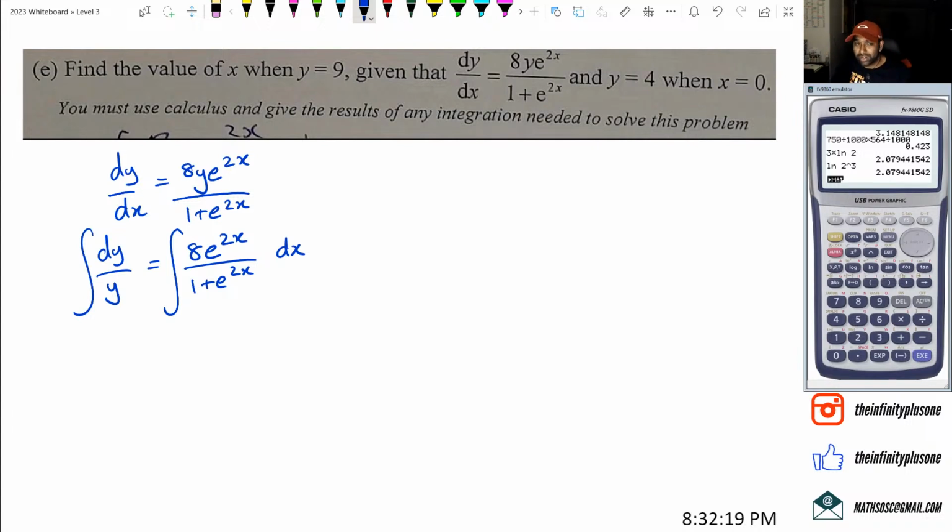Now, if you're trying to figure out how to integrate that 1 plus e to the 2x part, substitution will work beautifully in this, or reverse chain rule, whichever one you choose. Give it a go there.